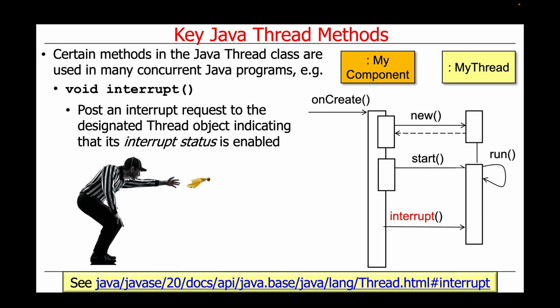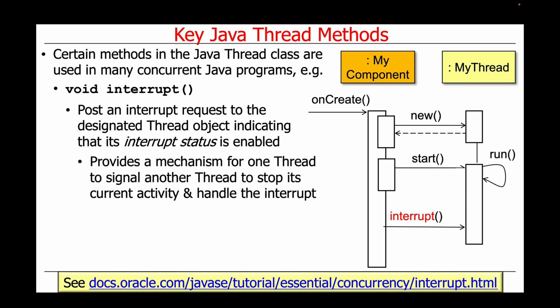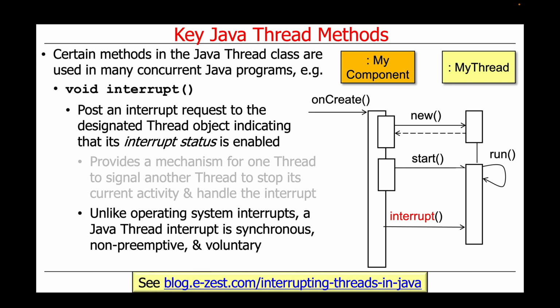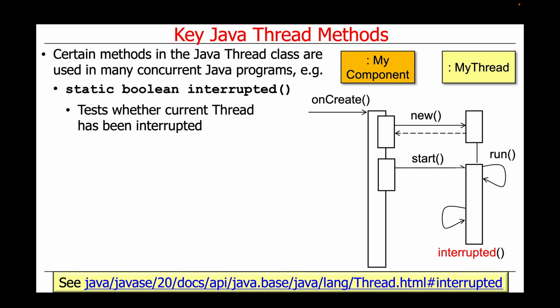The interrupt method posts an interrupt request to the designated thread object, indicating that its interrupt status is enabled. Interrupt provides a mechanism for one thread to signal another thread to stop doing its current activity and handle the interrupt. Unlike operating system interrupts, which are asynchronous, preemptive, and often involuntary, a Java thread interrupt is synchronous, non-preemptive, and voluntary, which means that the thread that's interrupted must collaborate with the interrupting thread in order to handle the interrupt and not ignore it.